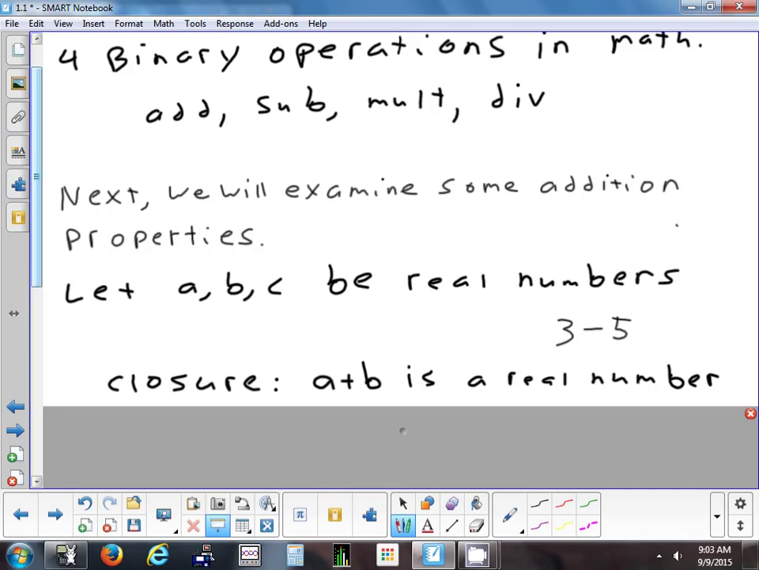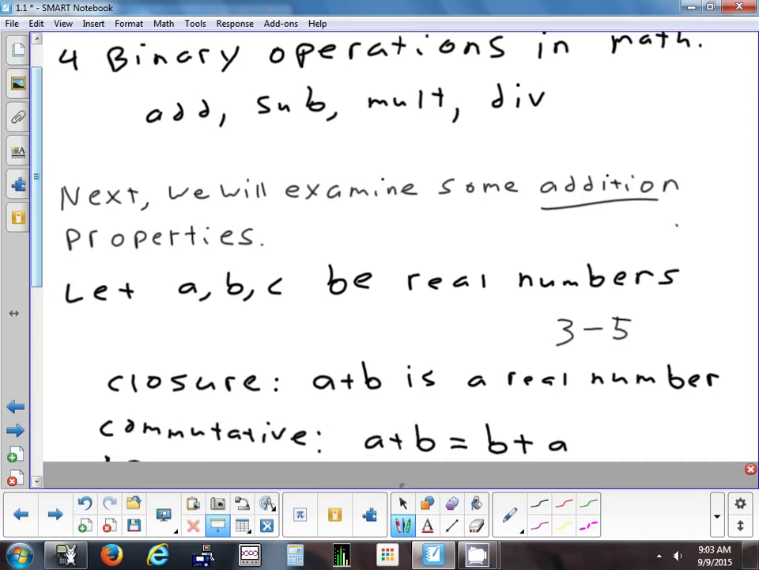But with real numbers, pretty much every operation is closed. If you add real numbers, you always get a real number. If you subtract real numbers, you get a real number. Real numbers include everything. But I'm just going over addition properties, so I'm just going to mention addition here.